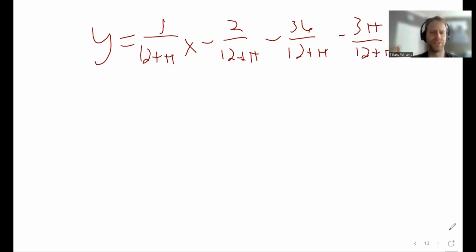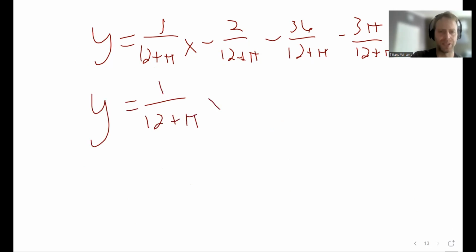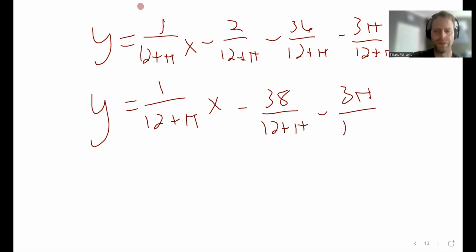That way I can combine, you see the negative 2 minus 36, so these two fractions we can combine. So it's going to be y equals 1 over 12 plus pi times x. That's my slope, the slope part of the slope-intercept form. And then I'm going to have minus 38 over 12 plus pi minus 3 pi over 12 plus pi.